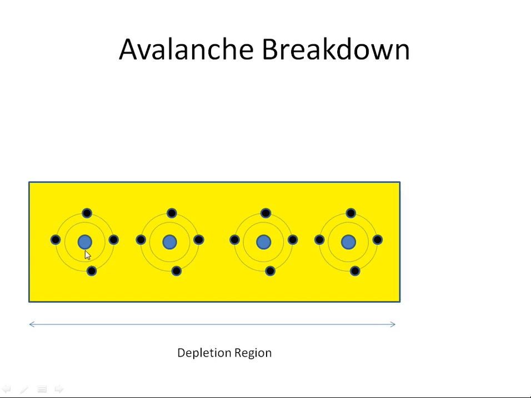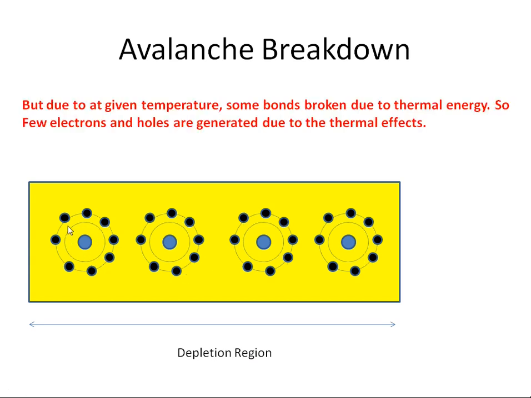So what will happen? If it is a neutral atom, all the valence bands are filled with 8 electrons or the required electrons. But at a given temperature, some bonds are broken due to thermal energy. So a few electrons and holes are generated due to the thermal effect. So now your depletion layer acts as an insulating layer. Insulation means there is no charge carrier, no positive charge, no negative charge.